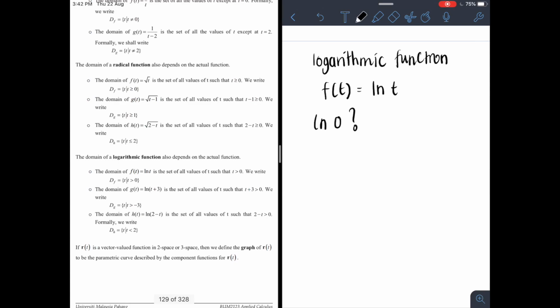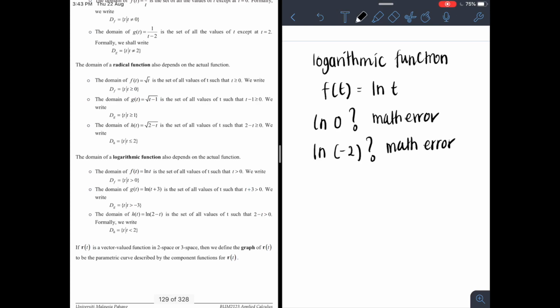Do you get the answer for ln 0? By right, if you punch in your calculator, the answer will be math error. Why don't you try to punch in ln negative 2? Do you get the answer for ln negative 2? No. It will give you math error. So if you still remember what you have studied during your upper secondary school, by right you will have the reason why when you choose value t equal to 0 and value t equal to negative 2, it will give you math error.